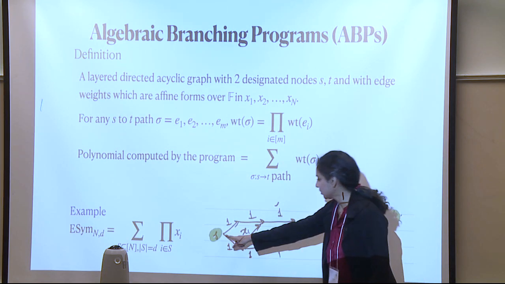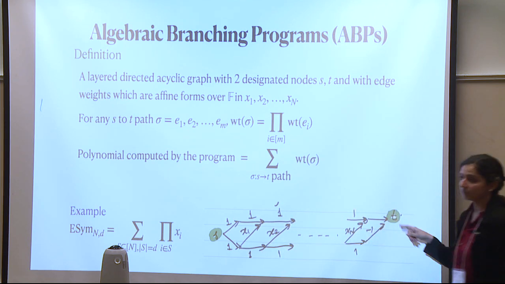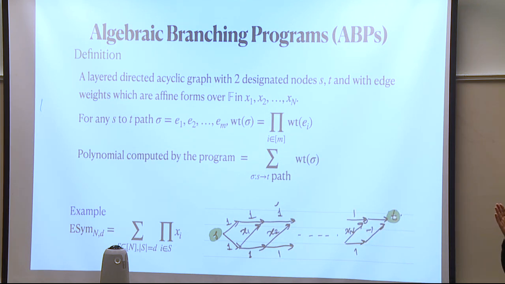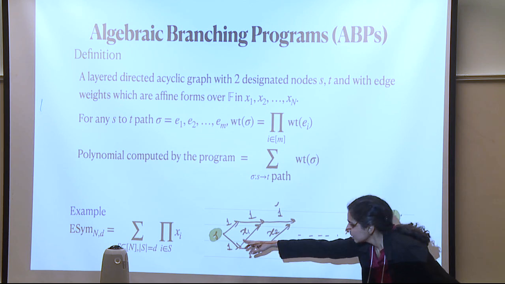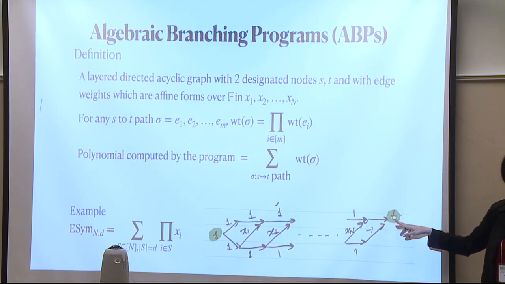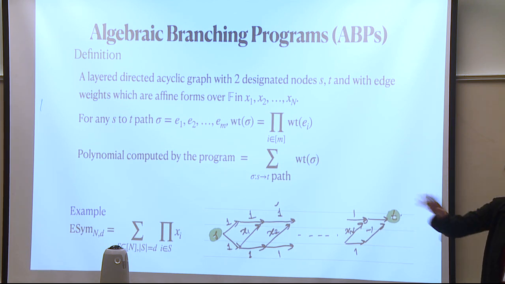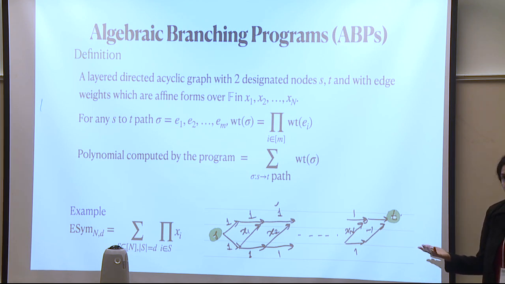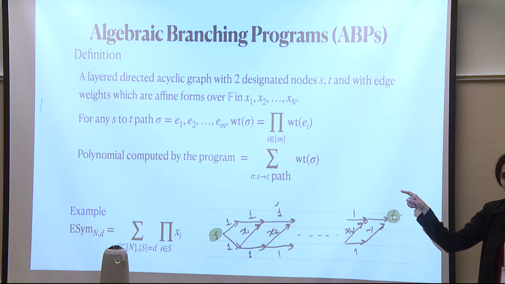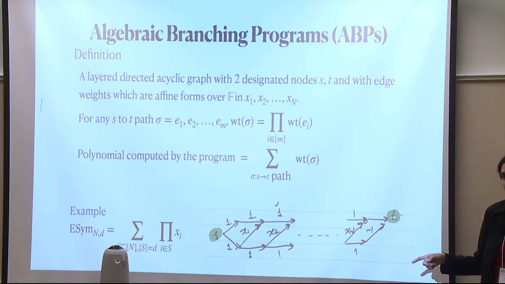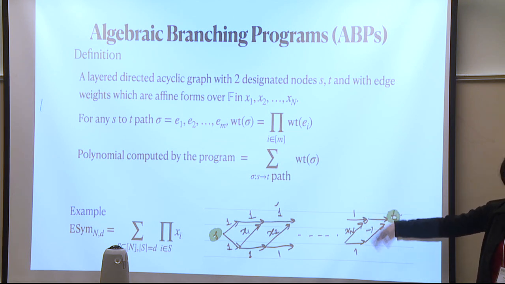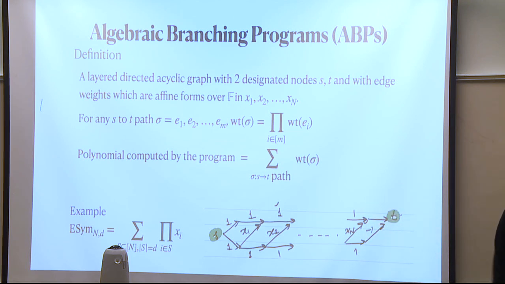What about the second path? It has weight x2, and so on. The final path reaching T is this one. It has weight -1. So you had a weight 1 path, then x1, x2, x3, etc. The weight of a path, as we discussed, is computed by just taking the multiplication of the weights on the edges. And then, what is the polynomial computed by this? It's just the sum of all the weights of the paths. So in this case, it's summation xi.